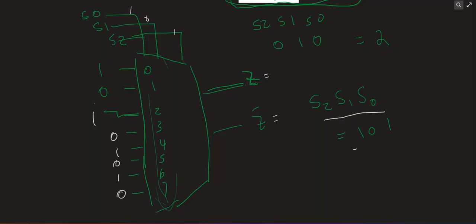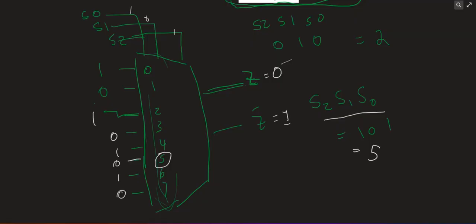Okay, so first, what binary number does 1, 0, 1 equal? 5. Okay, so then we find 5. We look at the input for 5, it's 0. So that tells us Z would be 0. And Z bar would be 1, just the opposite of that.